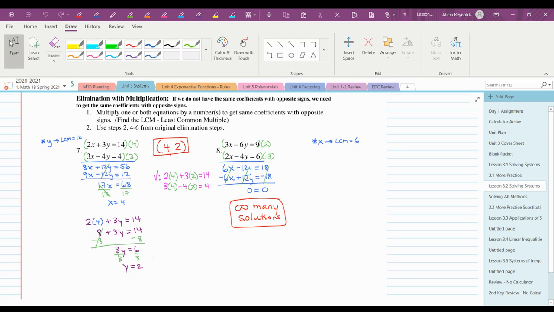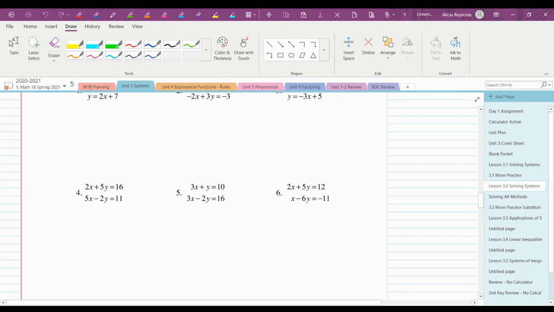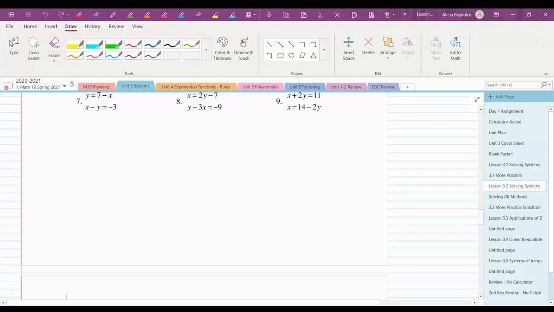So pause the video here, make sure we have the notes written down for these examples. And for the remaining examples on this page, we will have a separate video to review them.